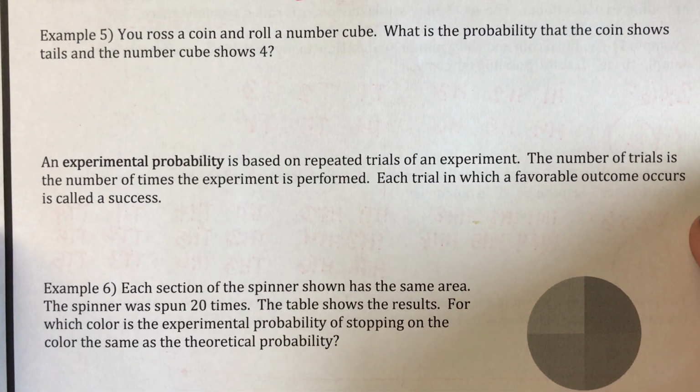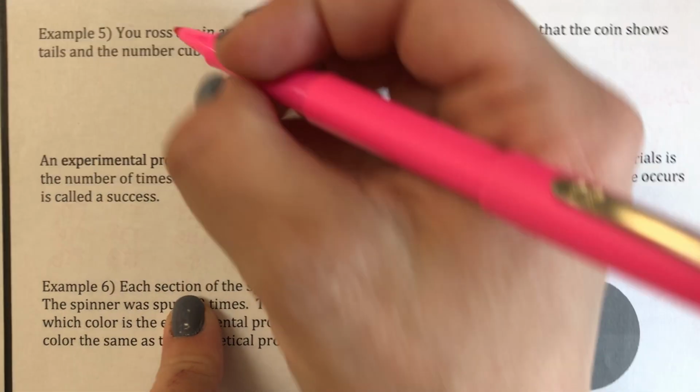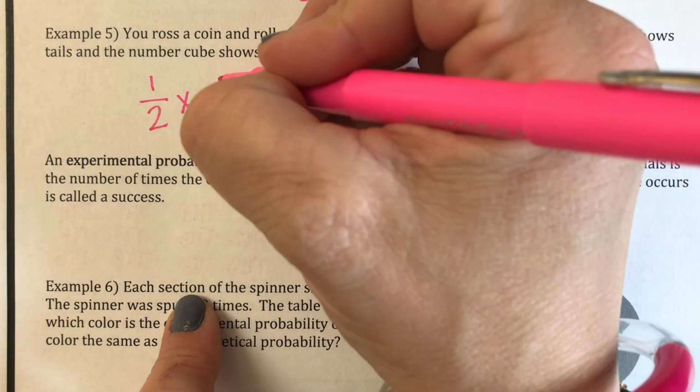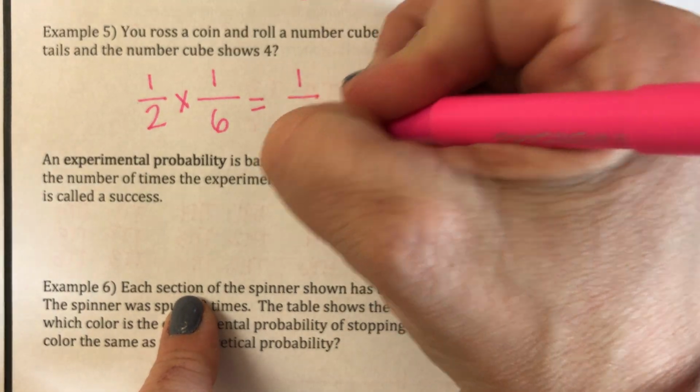Okay, number 5, it says you toss a coin and roll a number cube. What is the probability that the coin shows tails and the number cube shows a 4? So tails is a half, and then how many 4s are on a dice? 1. So 1/2 times 1 over 6 is 1 out of 12.